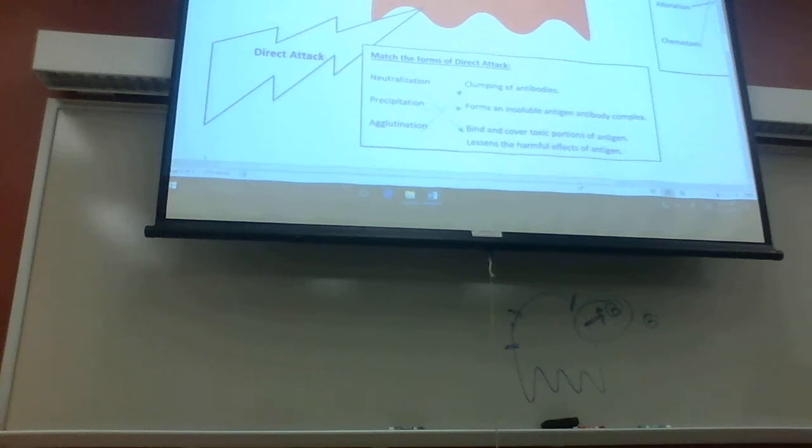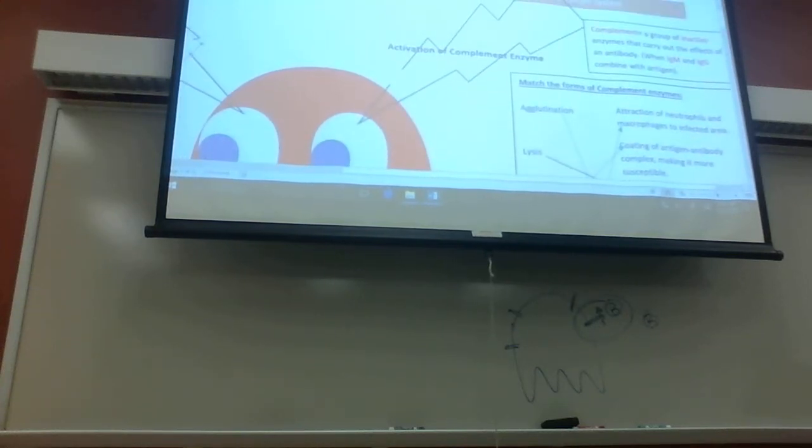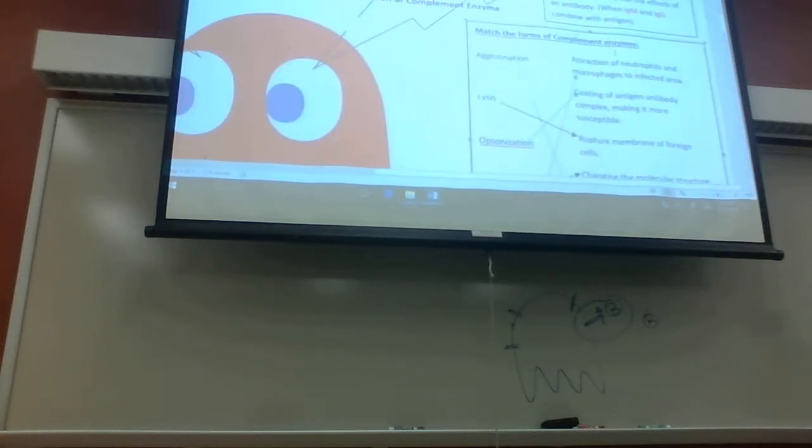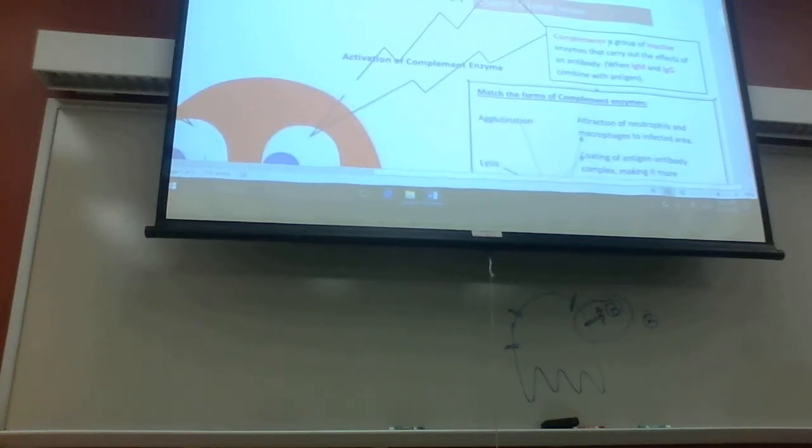Okay. So last week we went over complement. That's activation of complement enzyme. Complement is innate. We all have complement. However, the activation of it is an antibody action. Complement is a group of inactive enzymes. They don't do anything until they're contacted with IgM or IgG.